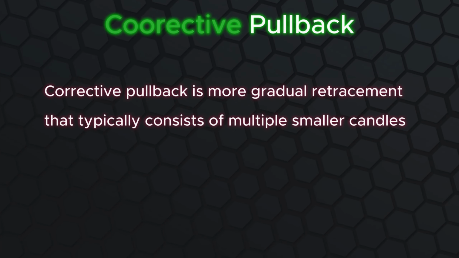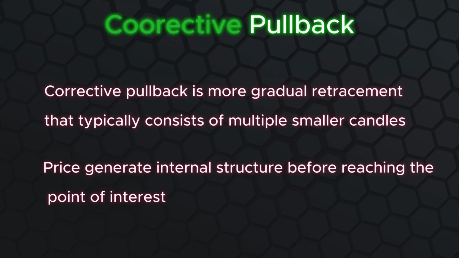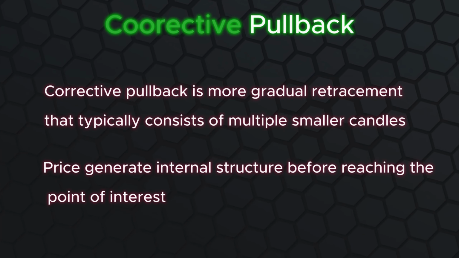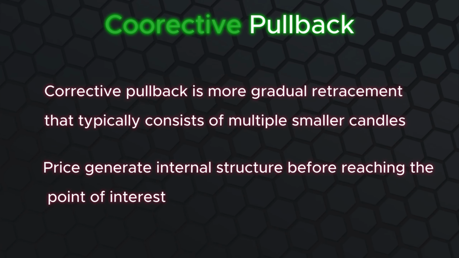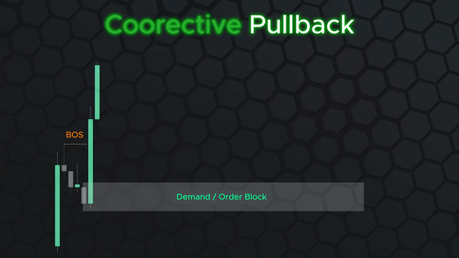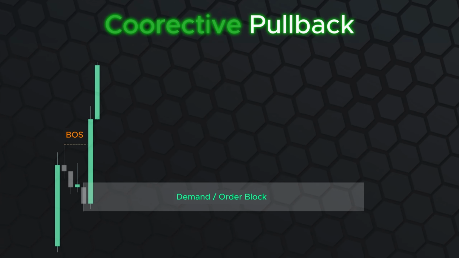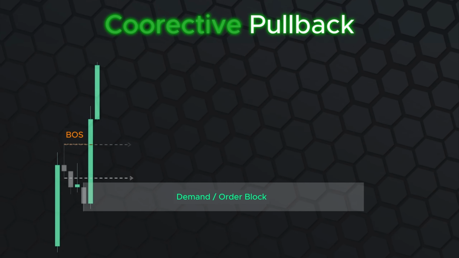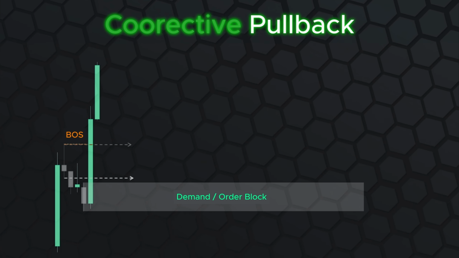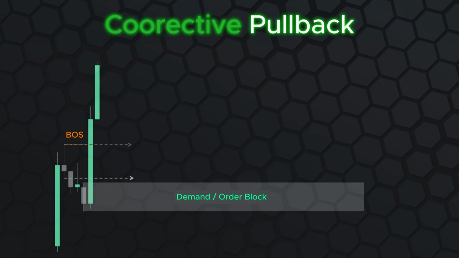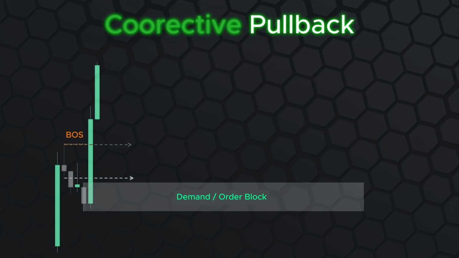In this type of pullback, price generates several internal structures until it reaches the point of interest, and price subsides its momentum and volatility when it approaches the point of interest. As we mentioned earlier in this example, we have a pullback as the lowest point of this candle has broken to the downside. Subsequently, we have a valid break of structure, and we have a valid order block which we believe has a high potential to reverse the price when it reaches that zone.